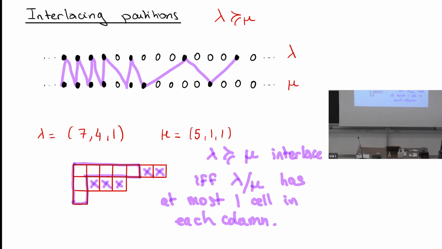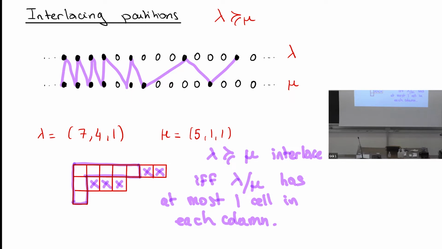If I take the difference between those two diagrams, first of all, the diagram of mu is included in the diagram of lambda. Then if I look at the cells here, in each column, I have at most one cell. So this column has 0 cells, these 3 columns have 3 cells, like that. That's what we usually call a horizontal strip, a skew diagram that has at most 1 cell in each column.